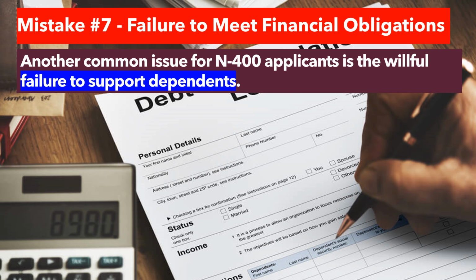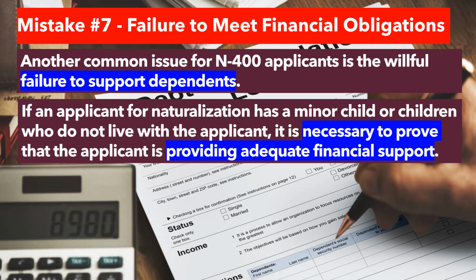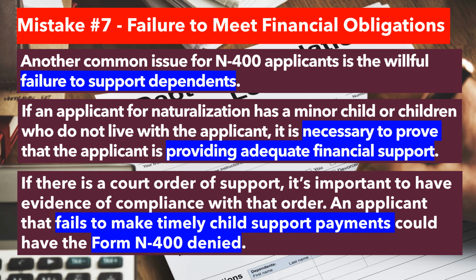Another common issue for N-400 applicants is the willful failure to support dependents. If an applicant for naturalization has a minor child or children who do not live with the applicant, it is necessary to prove that the applicant is providing adequate financial support. If there is a court order of support, it's important to have evidence of compliance with that order. An applicant that fails to make timely child support payments could have the Form N-400 denied.